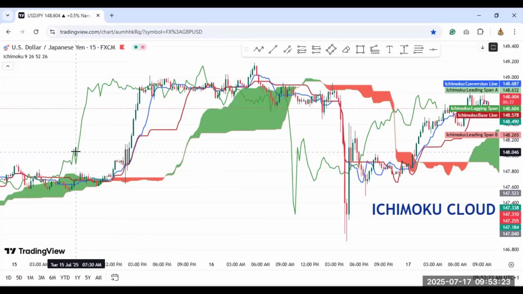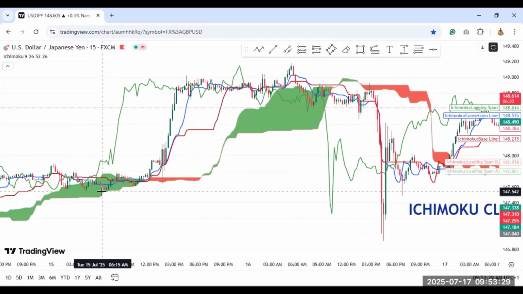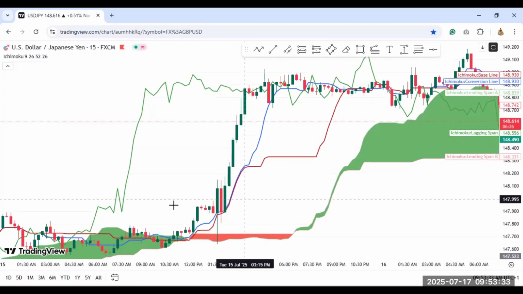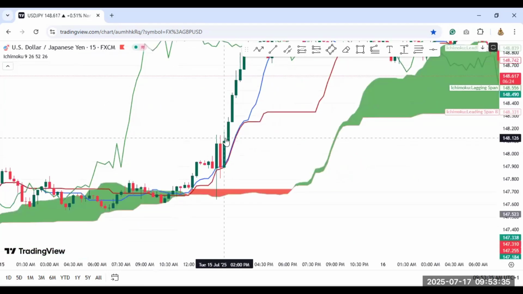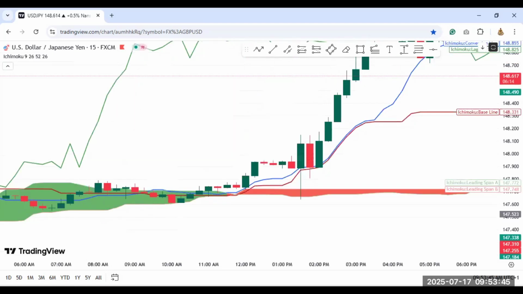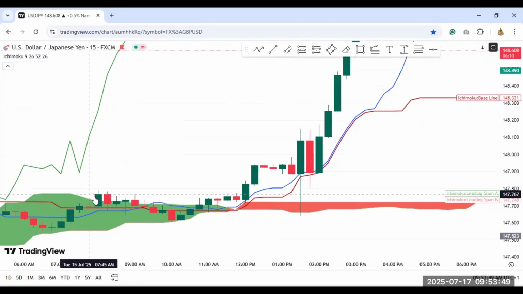Now the third thing you must note is that your price must break with a full body above the cloud for you to go in. If we are buying, we want to see a candle such as this. This is our candle going above the cloud. If I enlarge it for you to see what is happening, you can see that this candle is breaking with a body, not a wick.